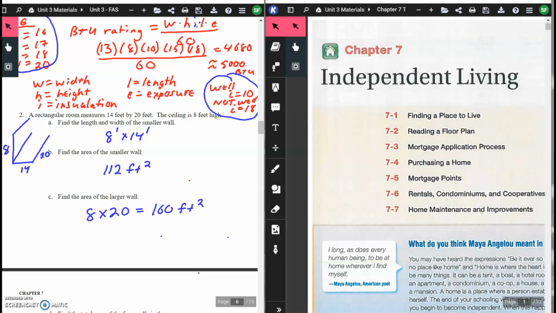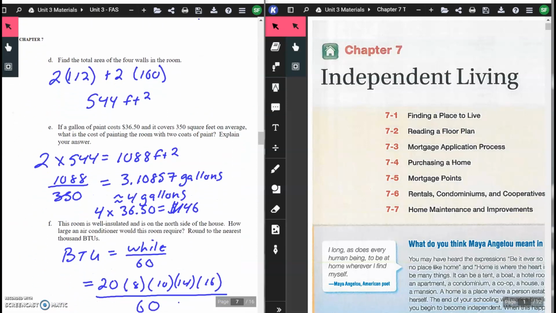Find the area of the smaller wall. 8 times 14 gives you 112. Find the area of the larger wall. Well, that's 8 by 20. So 8 times 20 gives you 160 feet squared.